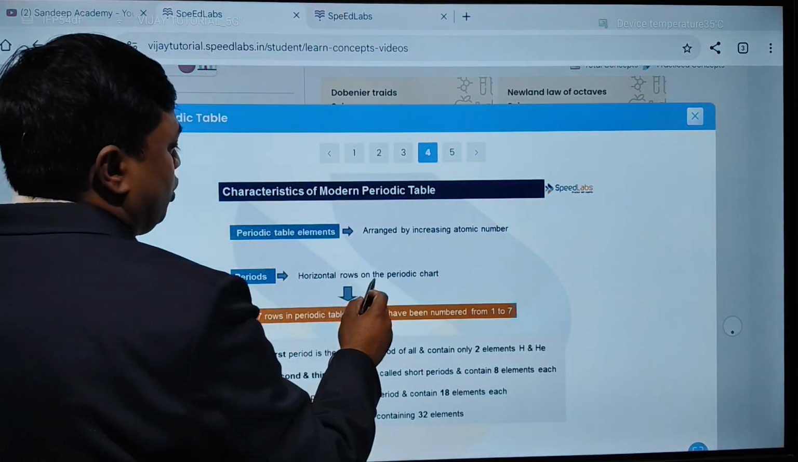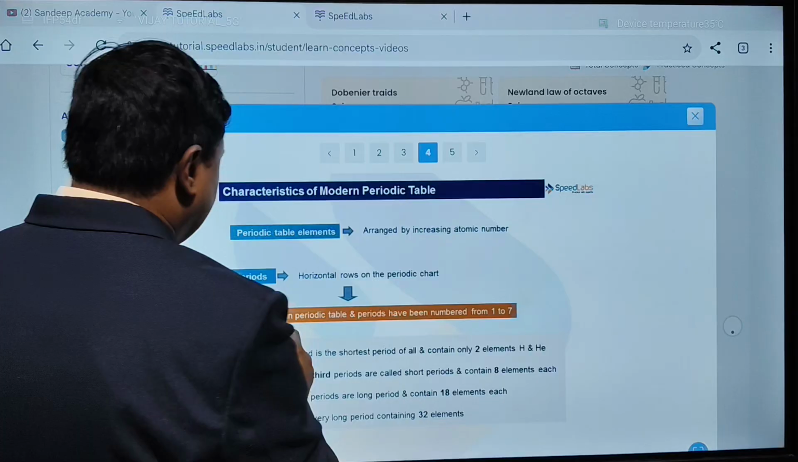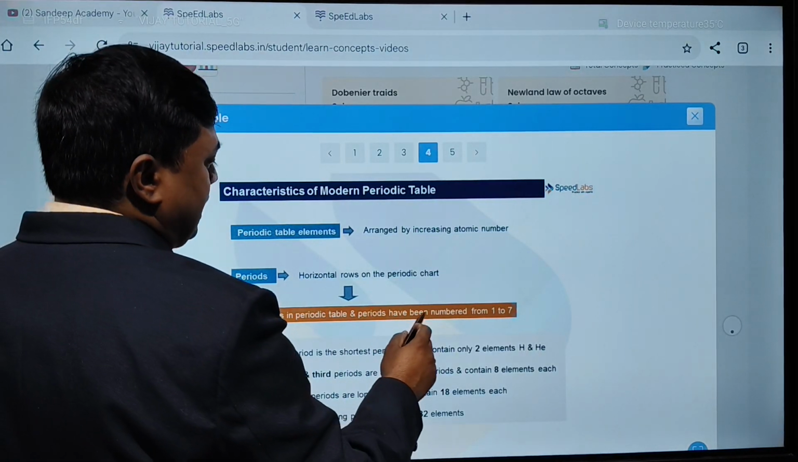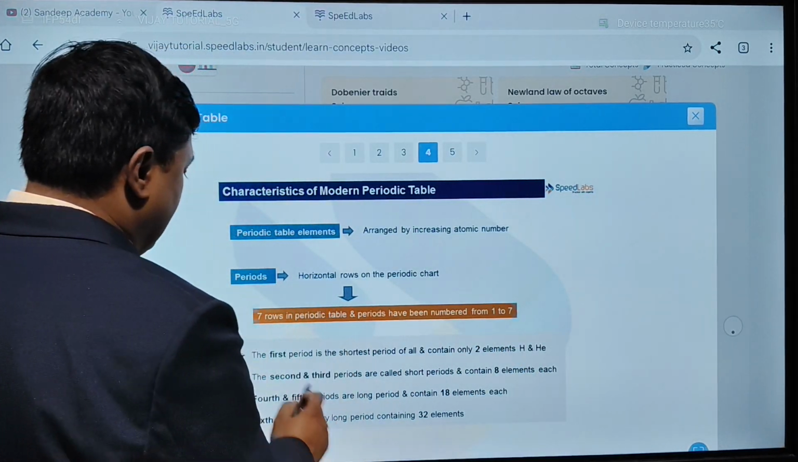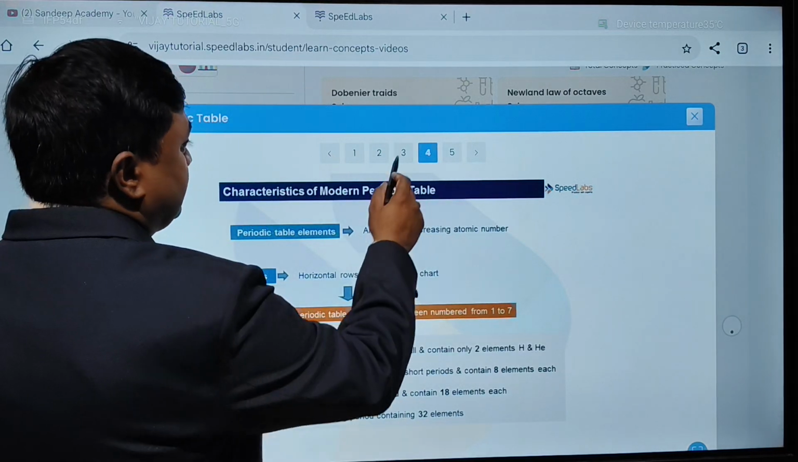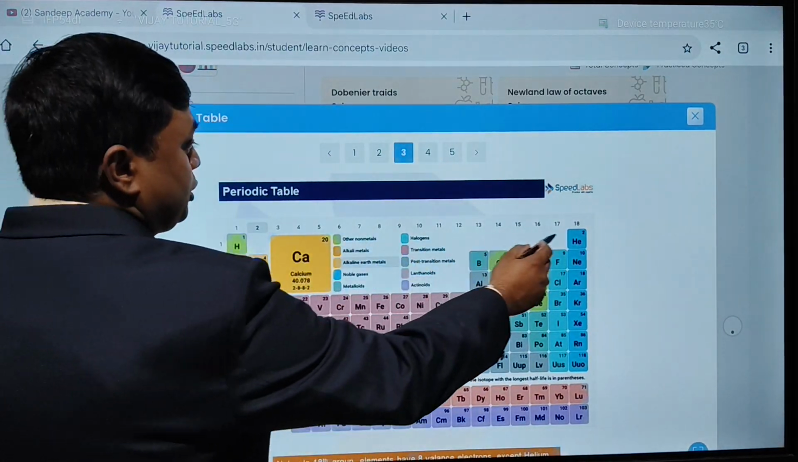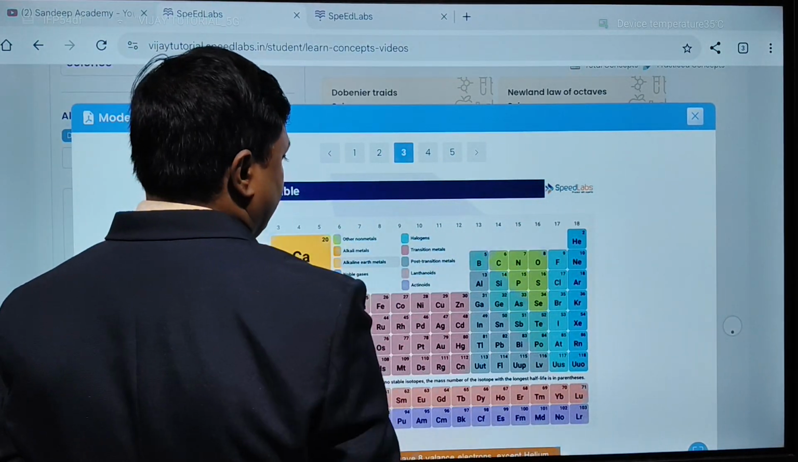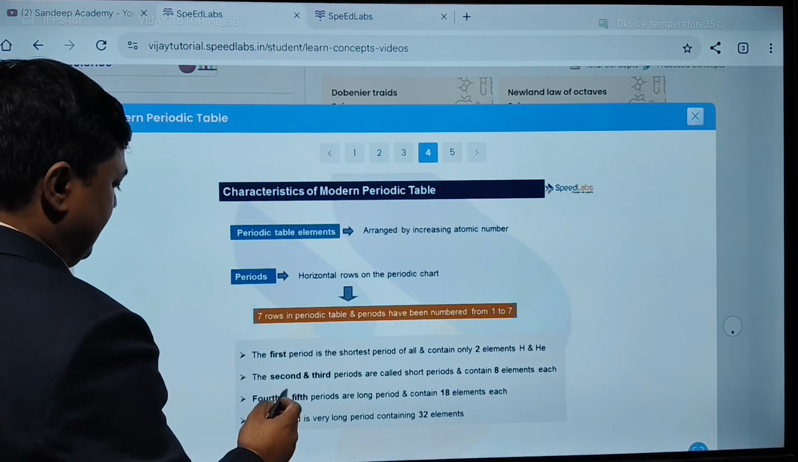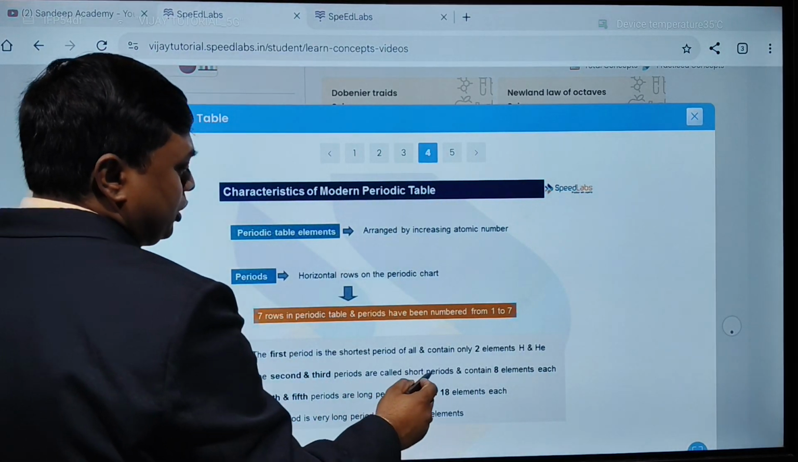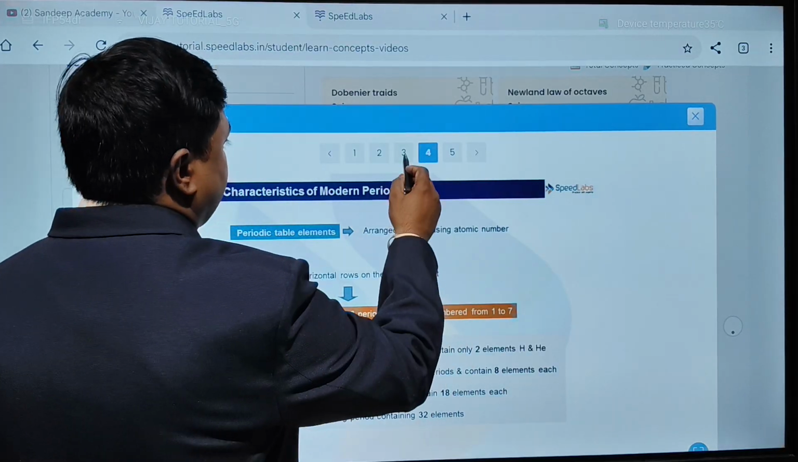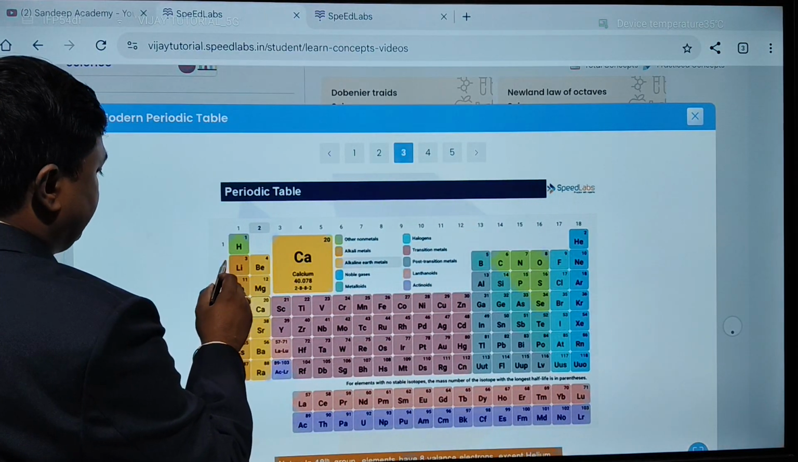Periods are the horizontal rows on the periodic chart. There are 7 rows in the periodic table, and periods are numbered from 1 to 7. The first period is the shortest period and contains only hydrogen and helium. Is it clear? Similarly, the second and third periods are called short periods and contain 8 elements.